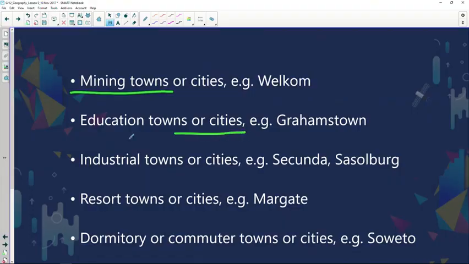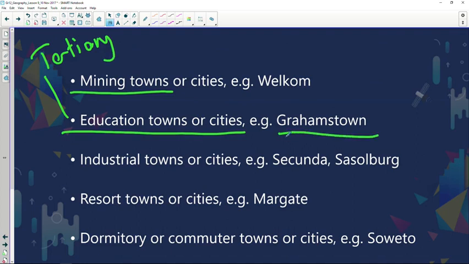Another example is educational towns. When we think about educational towns, keep in mind we talk about tertiary education most of the time. For instance, Grahamstown, what do we find in Grahamstown? The university. Another example is Potchefstroom. What do we find? We find the Northwest University over there. If it wasn't for the influx of the university, the town would be deserted. Because keep in mind, every single year, an X amount of students go to this town.